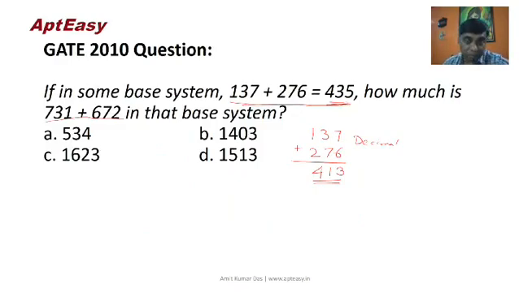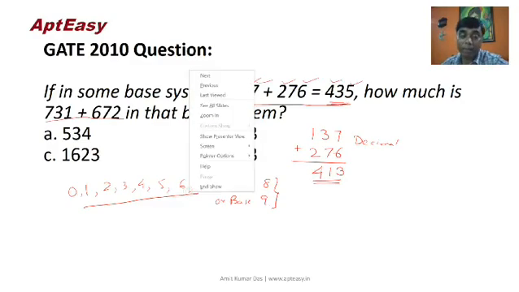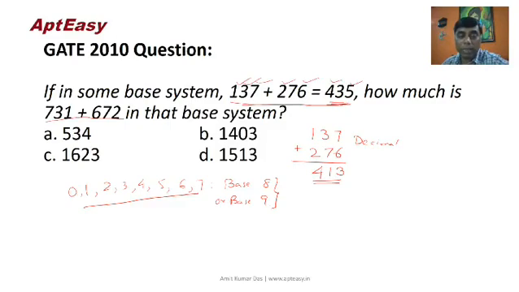Now let's see which numerals are being used in this system. We can see that it has used 1, 2, 3, 4, 5, 6 and 7. So naturally, it should be at least base 8. Since it is not decimal, it can be either base 8 or base 9. Only two possibilities are there. Why can it not be base 7? Because in base 7 you would have only 0, 1, 2, 3, 4, 5 and 6 and not 7, right? So this is base 8 or base 9.